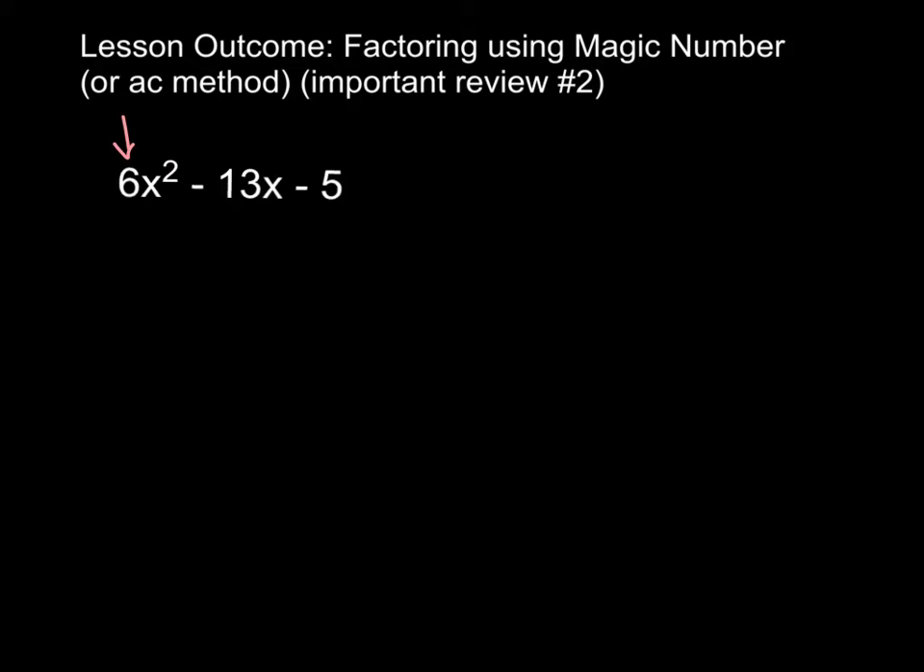Before we start this one, we want to make sure that we have factored out a GCF if there is one. 6, 13 or negative 13, and negative 5 do not have a common factor, and there is not an x in all three terms. So we do not have a GCF.